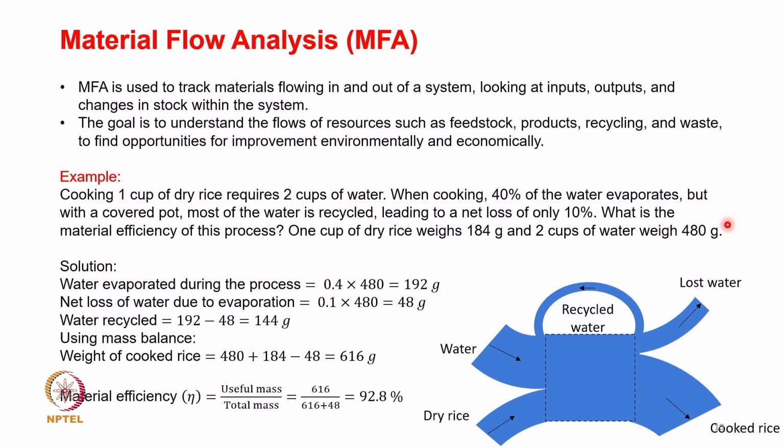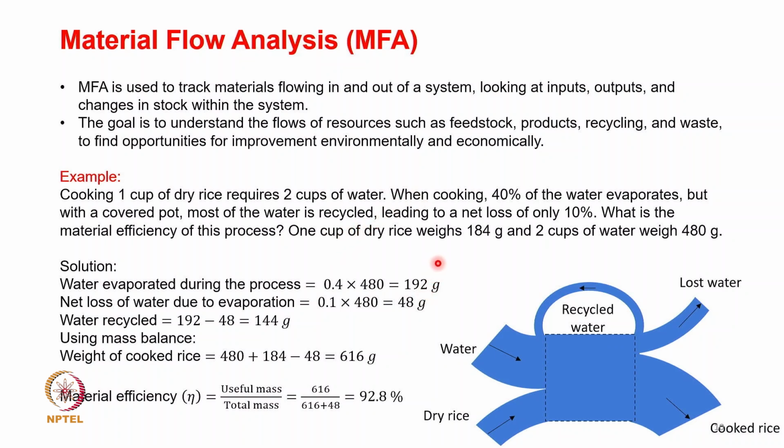We are cooking a cup of dry rice that requires 2 cups of water. When cooking, 40% of the water evaporates, but with a covered pot, most of the water, of course, is recycled back. This is a normal thing that you see when we are cooking. You have feedstock, you have product, and the recycling, and of course something waste, leading to a net loss value of only 10%. What is the material efficiency of this process?